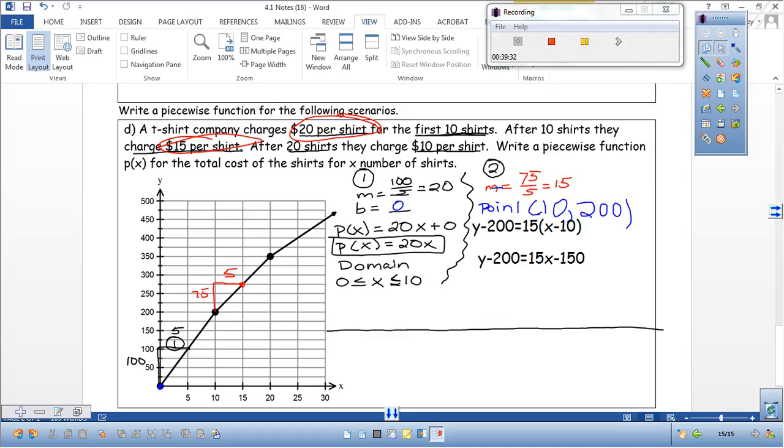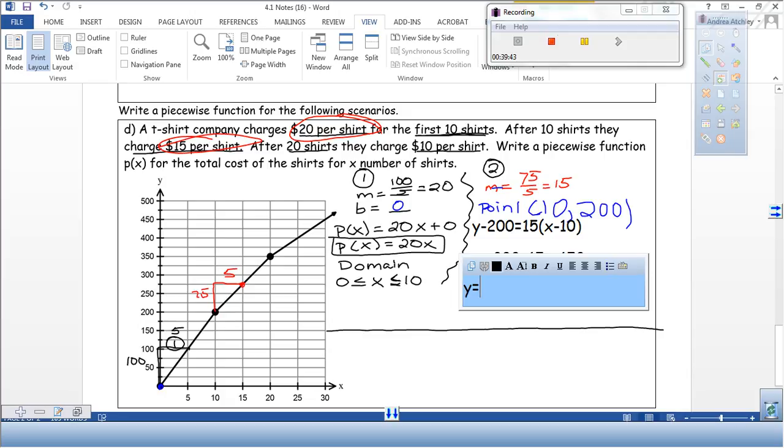Okay, so the last thing we'll have is just right here. It's going to be y equals, add the 200 to both sides, 15x, and then negative 150 plus 200 is positive 50.